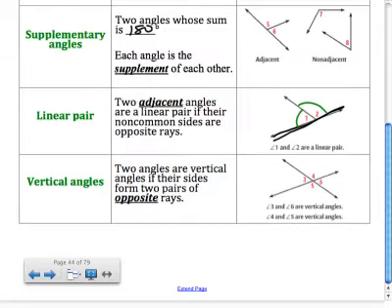All right, and then finally vertical angles. When you have two lines that intersect, okay, angles that are on opposite sides of the vertex is the way I think about it. Now the definition on your paper obviously says two angles are vertical if their sides form two pairs of opposite rays. Essentially I just think of them as being across. So angle 4 and angle 5 are directly across from each other, and angle 3 and angle 6 are directly across from each other.